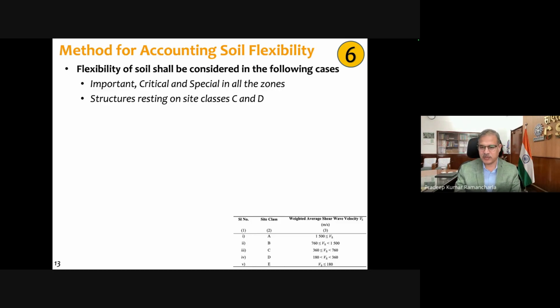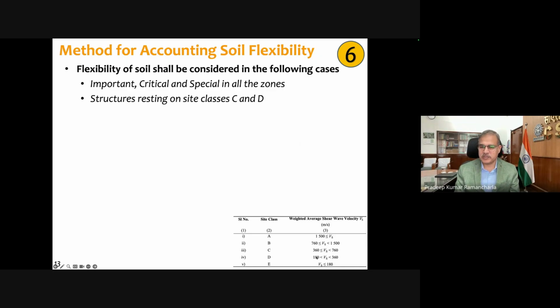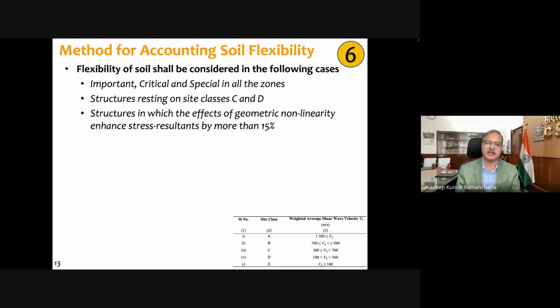As I told you, site class E means shear wave velocity less than 180 meters per second, and site class A means the shear wave velocity is more than 1500 meters per second. Also, for structures in which the effects of geometric nonlinearity enhance the stress resultants, that means P, V, M, and T, that is axial force, shear force, moment and twisting force, if they are increased by more than 15%, at that time also we have to consider soil flexibility.